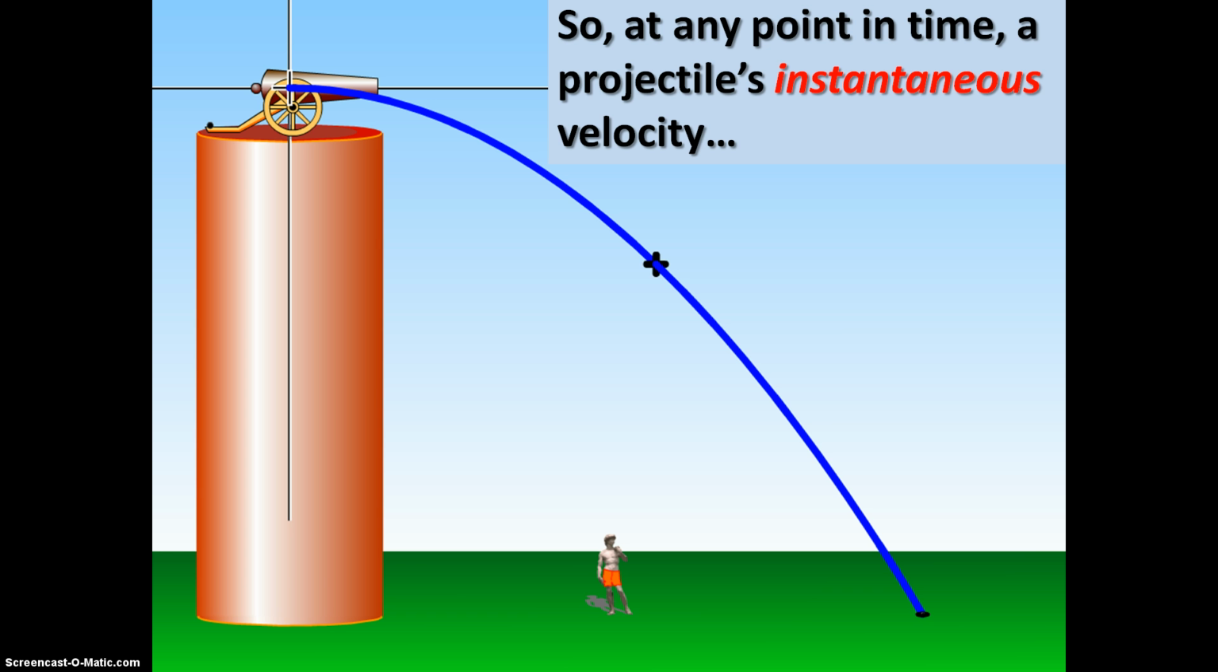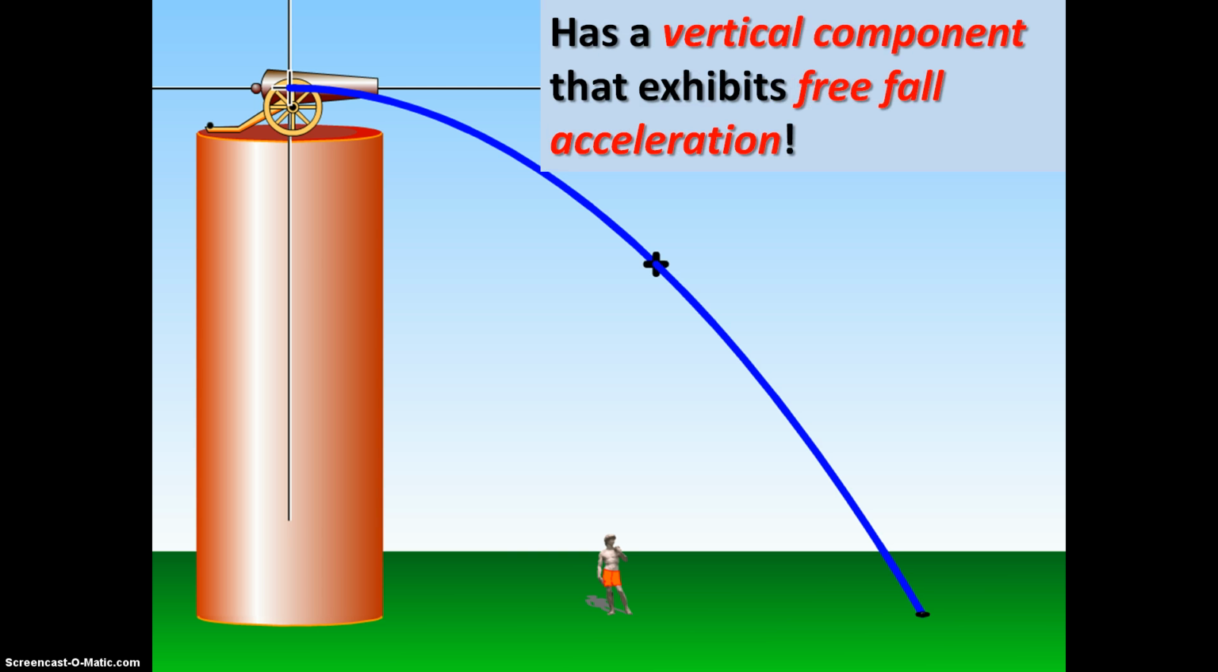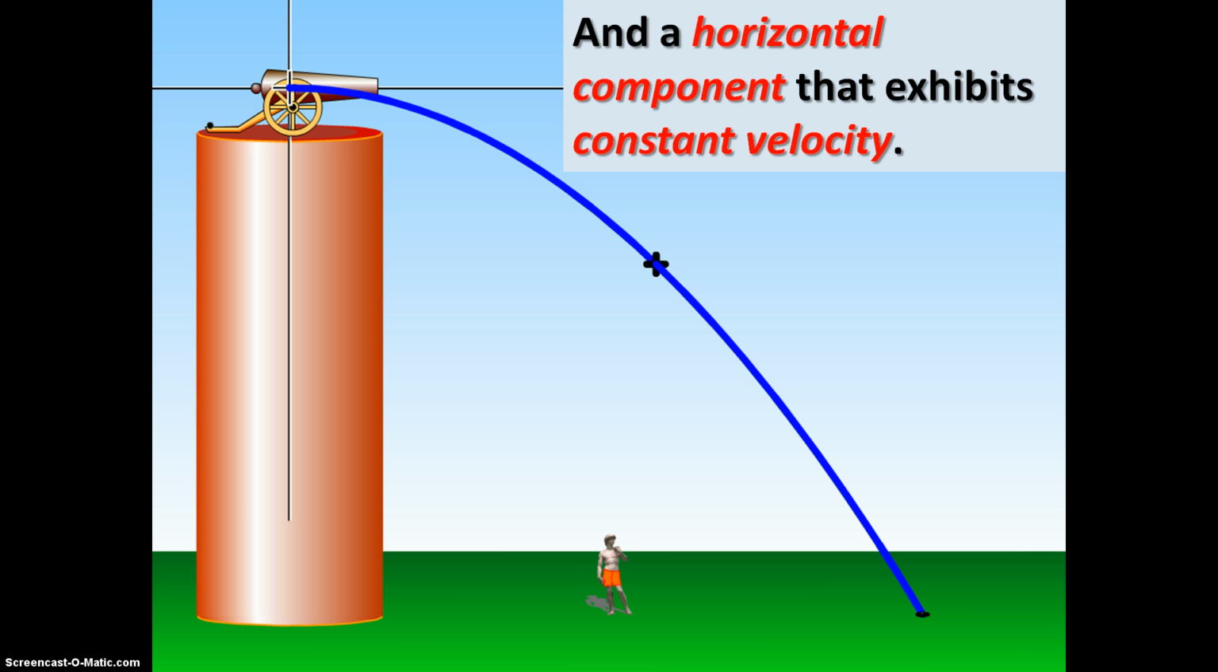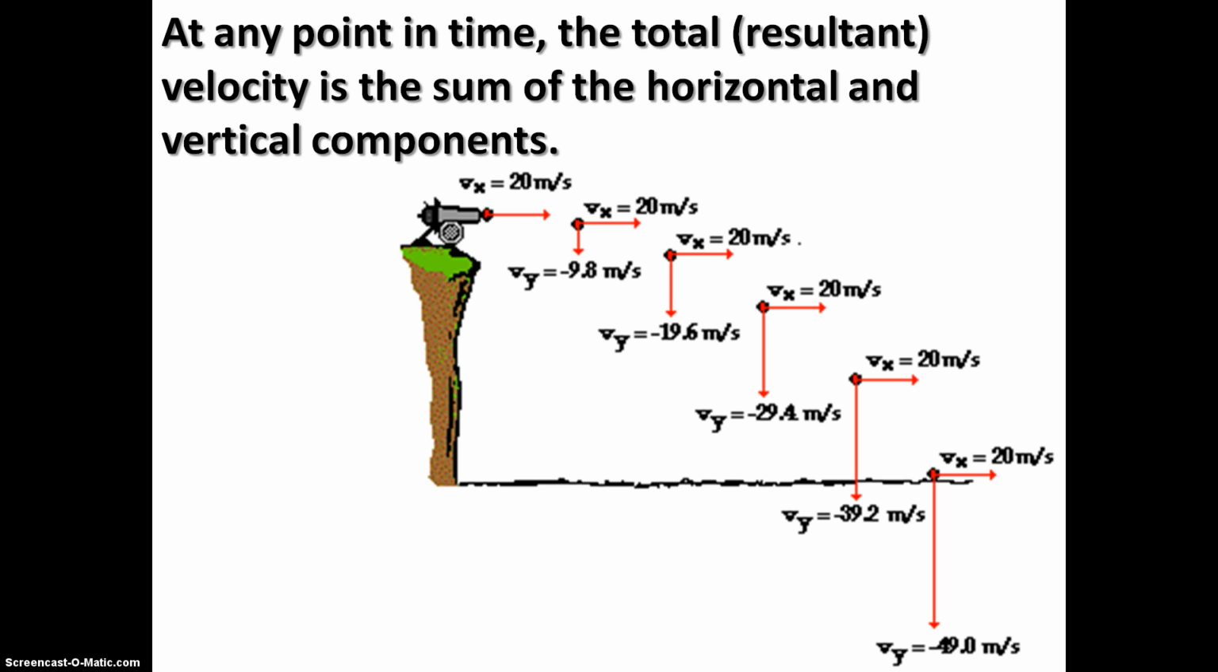So at any point in time, a projectile's instantaneous velocity has a vertical component that exhibits free fall acceleration, just like any object that falls, and it has a horizontal component that's going to be constant velocity. At any point in time, the total or resultant velocity is going to be the sum of the horizontal and vertical components. So you can see that at this point, when it first starts out, it has a horizontal velocity of 20 meters per second and no vertical velocity.